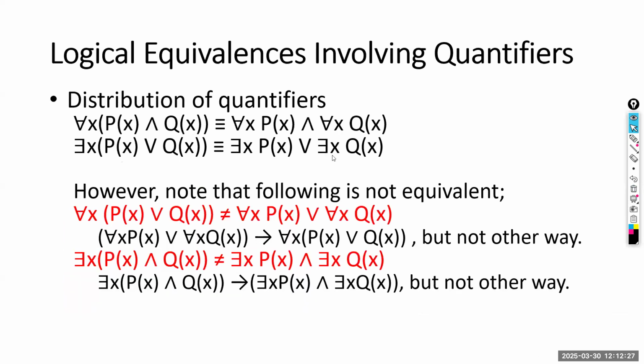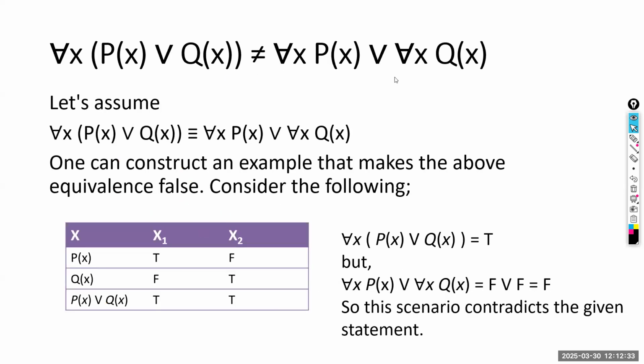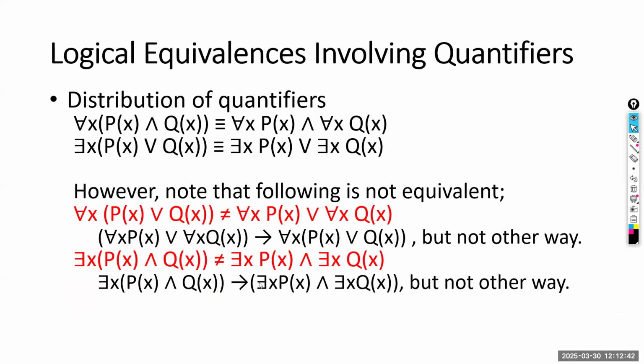So this explanation is not correct. This is one way, but not the other way. So if someone says ∃x (P(x) and Q(x)), that means ∃x P(x) and ∃x Q(x), but not the other way. Just because you have ∃x P(x) and ∃x Q(x), you can't say ∃x (P(x) and Q(x)). Think about it, okay?